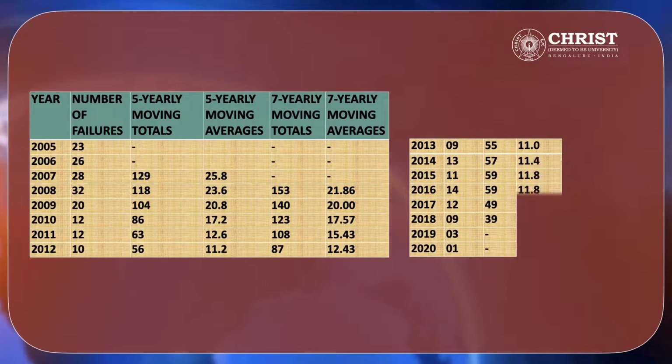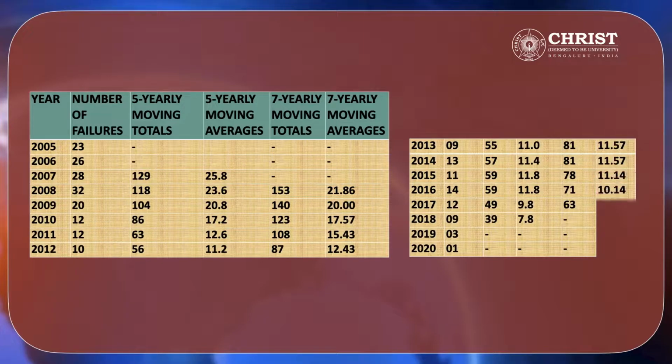So for 2005, 6, 7, 8 and 9 you will take the total, that is 23 plus 26 plus 28 plus 32 plus 20. The total is 129, which you will write against 2007, the middle year. Similarly, for 5-year moving averages, this 129 divided by 5 you will write against the third year: 25.8.